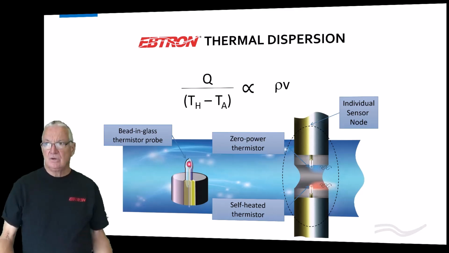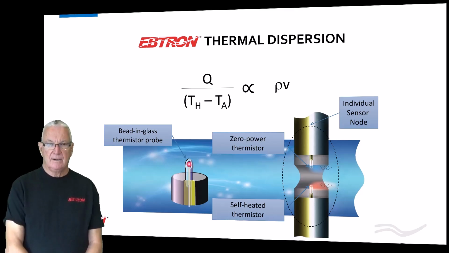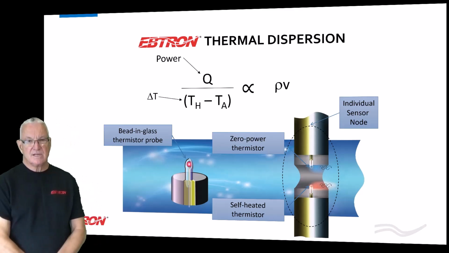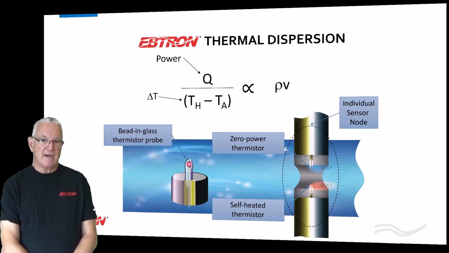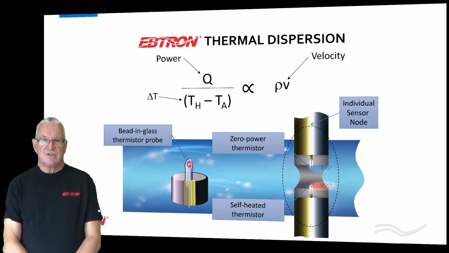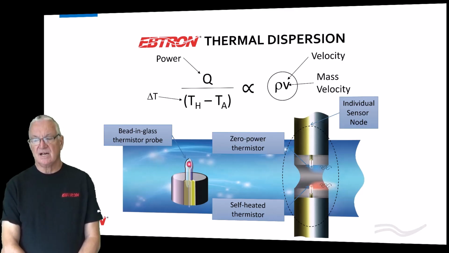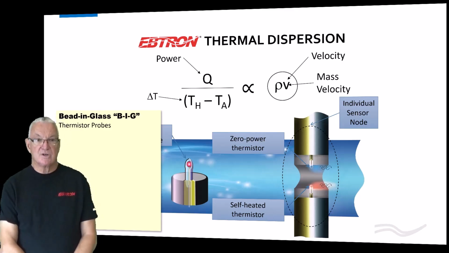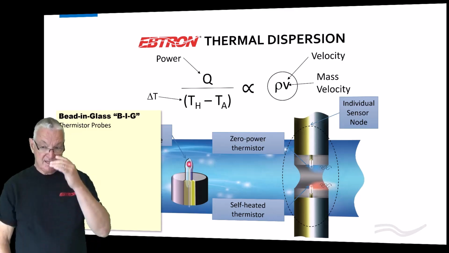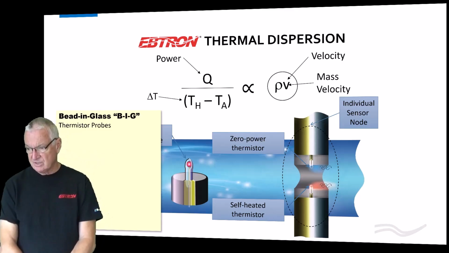Each sensor node, or each sensing point, has two thermistors at it, okay? If we can measure the power and the delta T, we heat one of the sensors up. If we can measure the difference between the heated sensor and the ambient air temperature, and know the power dissipated into the airstream, we have a relationship that's proportional to velocity or mass velocity, okay? And that's really how it works. And for us, we've always selected this bead glass thermistor. It is the differentiator with EBTRON. It's not something that you just go and get involved with if you don't understand it.